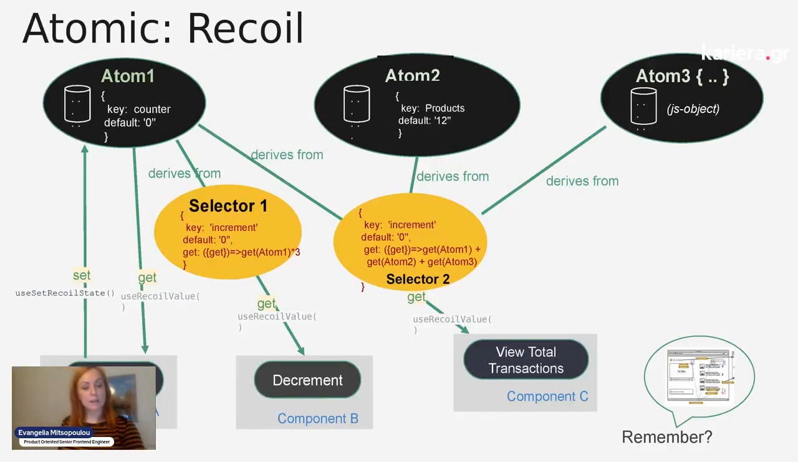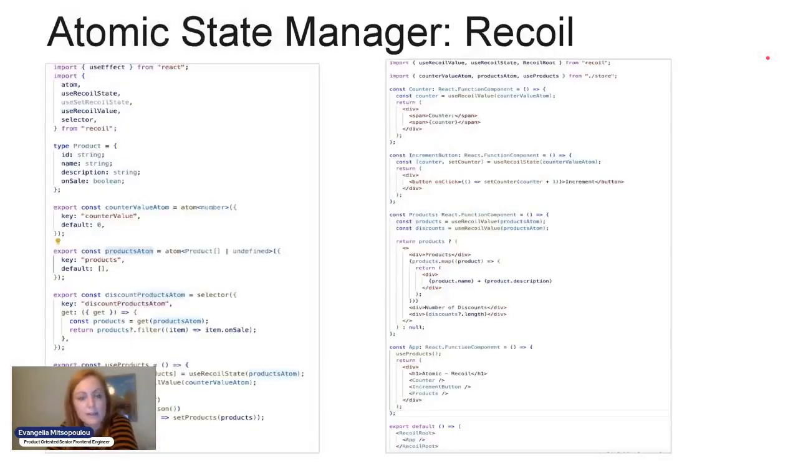And we can have selectors. Selectors are more complicated atoms that compute values based on raw data. As you can see, except for key and default, they also have a get method that internally computes some values based on atom one values, for example. How we can use Recoil within the components: we can use the useRecoilValue hook, for example, if we want to get the value, or we can use useSetRecoilState if we want to set a new value. We can see this on the next slide.